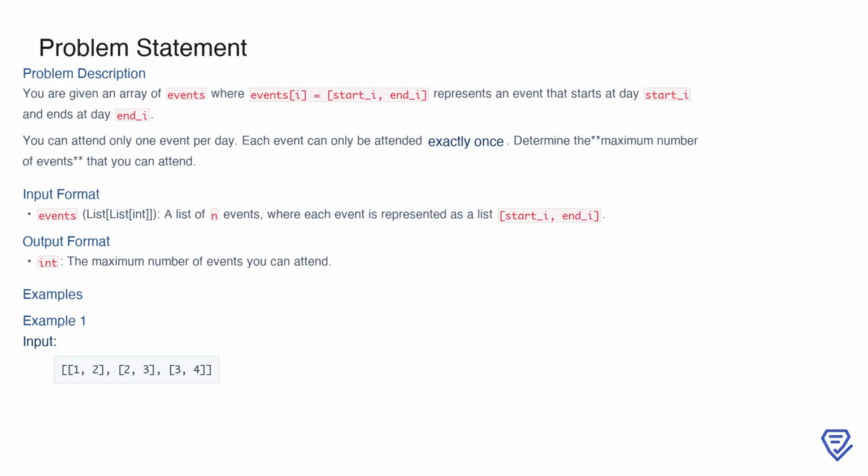The input is a list of events, where each event is defined by its start and end days, and the output is an integer indicating the maximum number of events you can attend. Let's explore some examples to understand this better.